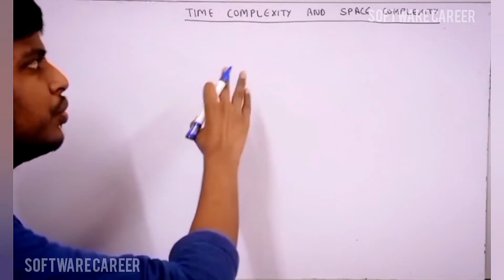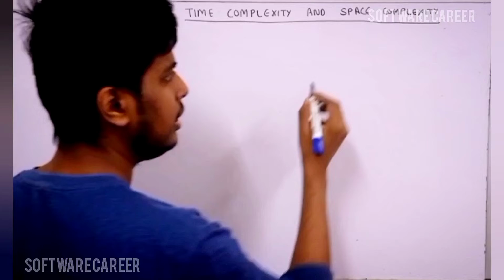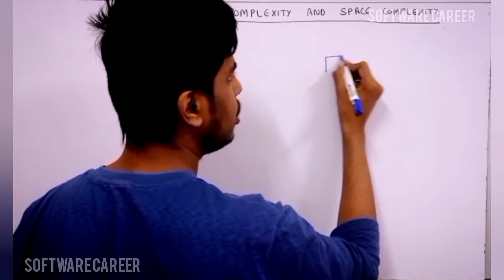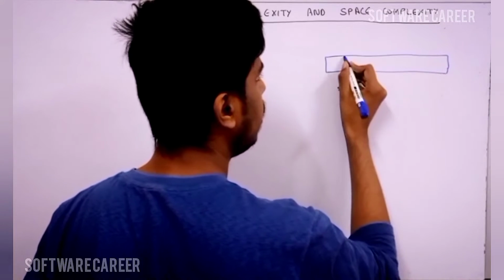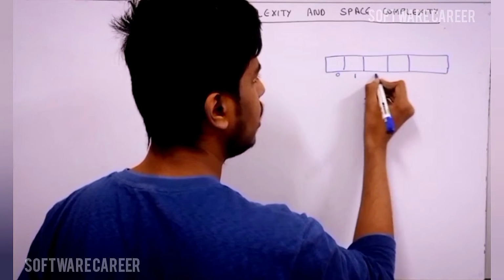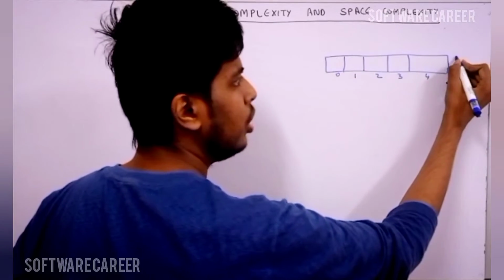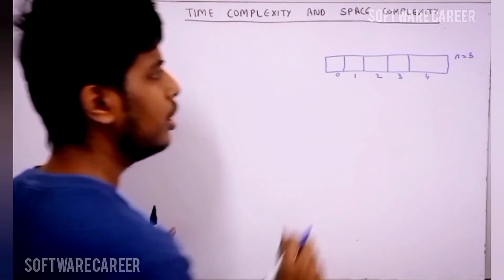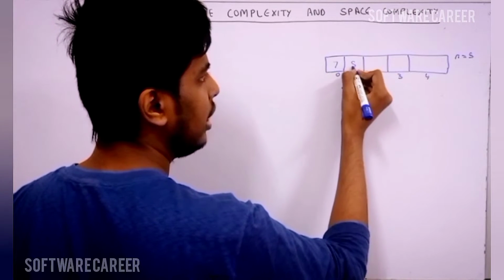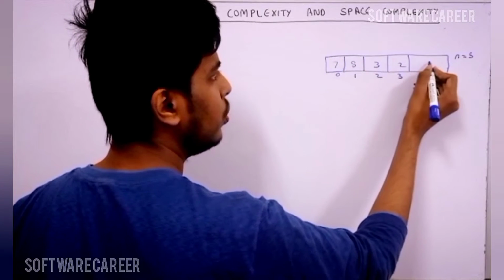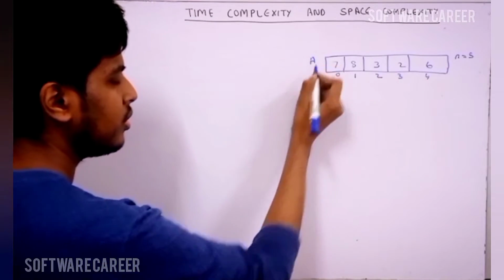Now let's see how to find time complexity. See, first I have an array of size n. Suppose n is 5. Now see, indexes 0 1 2 3 4. The size of the array is 5. Suppose there are 5 elements in this array A: 7 8 3 2 6.